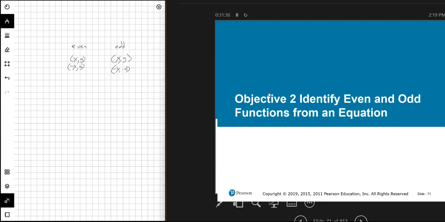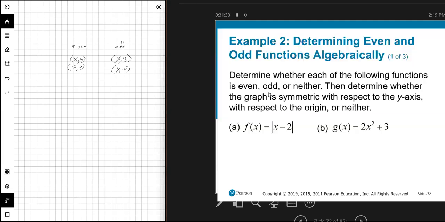Now, to identify even or odd functions from an equation. For it to be even, f of negative x needs to equal f of x. So if I put negative x in the function and I simplify, I'll get the original function back. And if I put negative x into an odd function, I'll get the negative of f of x.